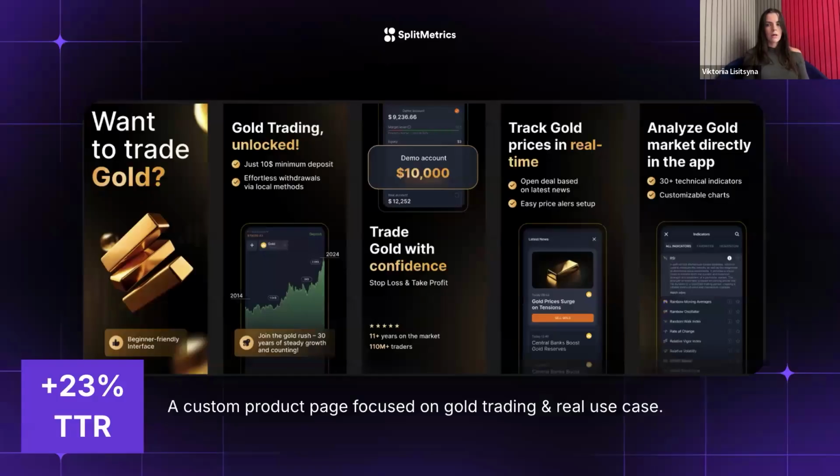Gold trading, how to trade gold. We customized the visuals, the text, and the screenshots. Everything in the screenshots shows that it's about gold trading and not generic app features. If you download this app, you can trade gold. And the result was predictable, but very strong and very clear. The tap-through rate grew by 23% on the gold-related keywords and similarly themed keywords compared to our default well-performing page.